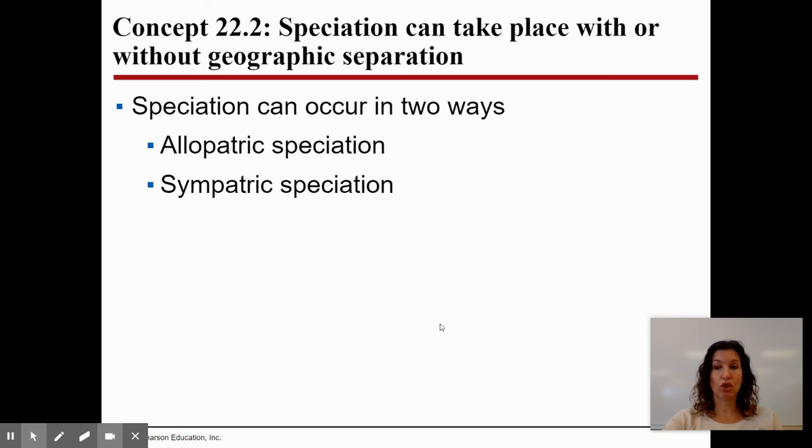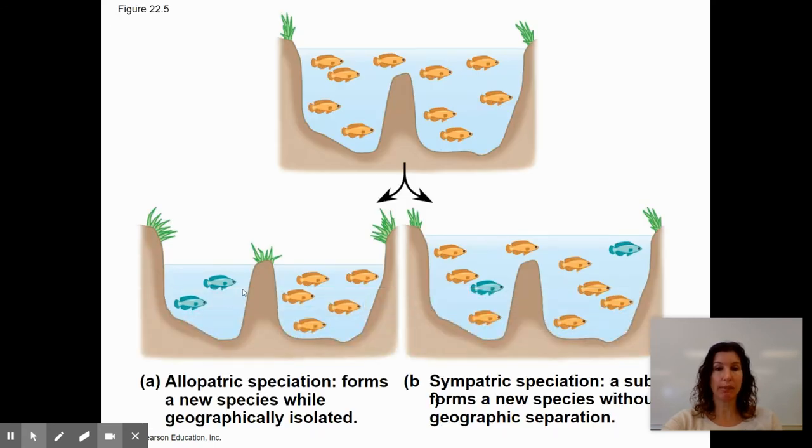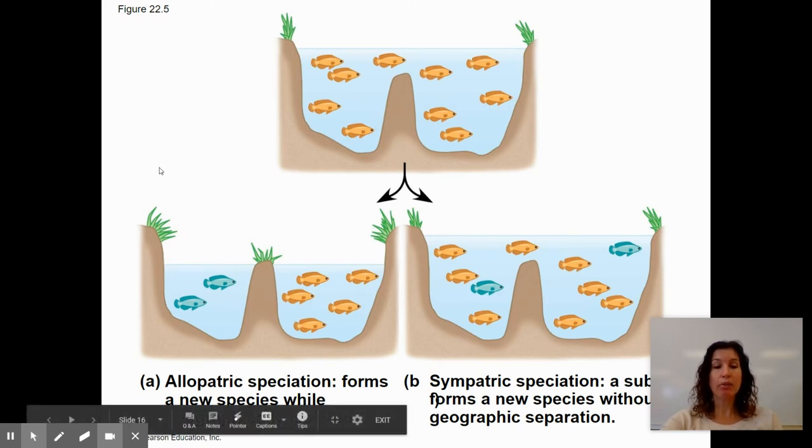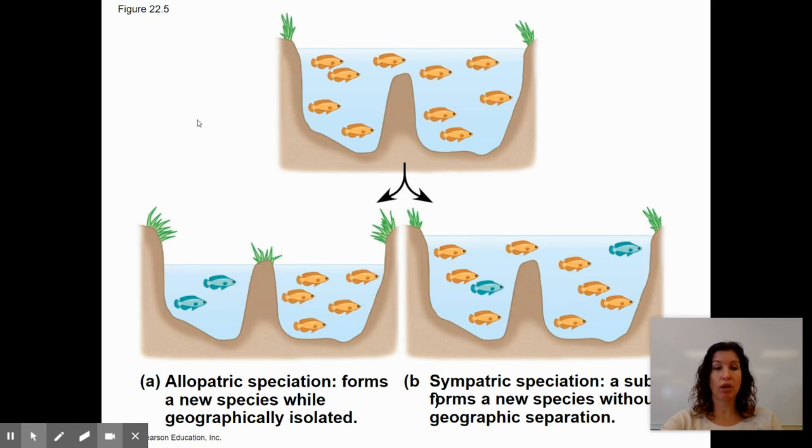Speciation can occur in 2 ways. So we just talked about ways that species are maintained. And now we're going to talk about how that speciation can occur. So there is allopatric speciation and sympatric speciation. So here's this pond of these fish, and allopatric speciation forms a new species while geographically isolated.